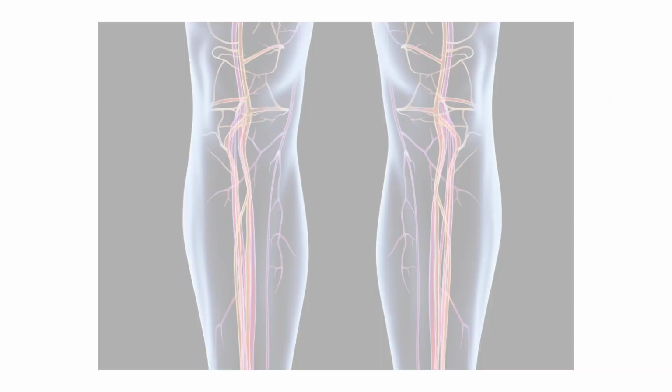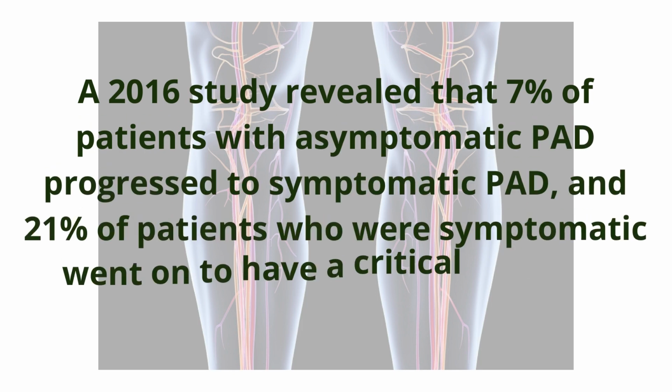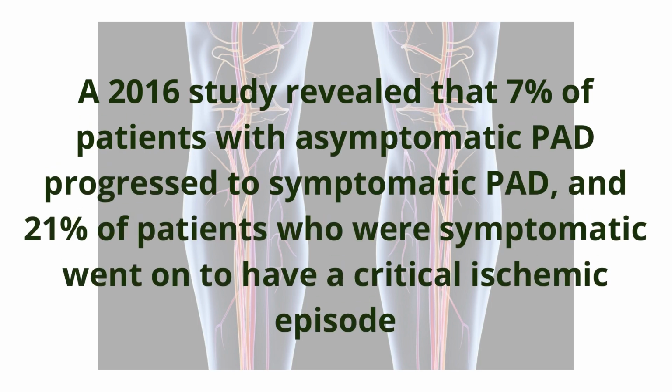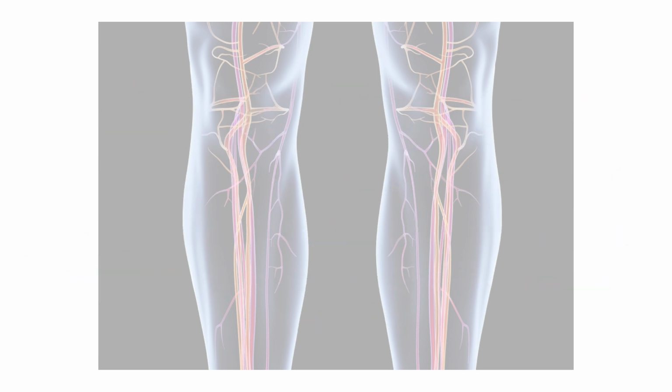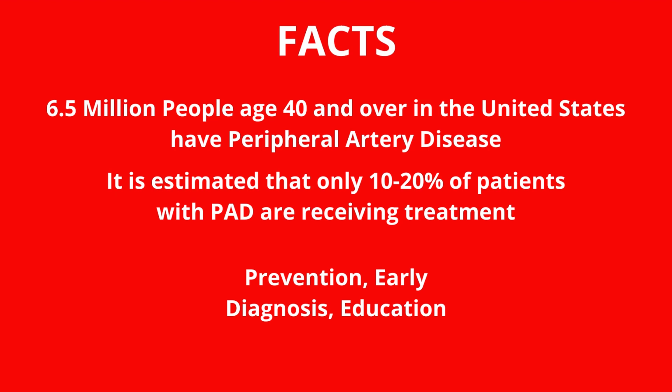A 2016 study revealed that 7% of patients with asymptomatic PAD progressed to symptomatic PAD, and that 21% of patients who were symptomatic went on to have a critical ischemic episode. 6.5 million people aged 40 and over in the United States have peripheral artery disease, and it's estimated that only 10 to 20% of patients are receiving treatment.